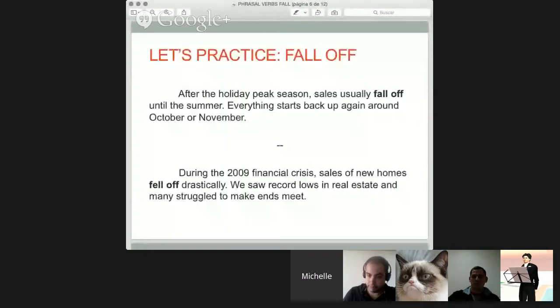The next one we're going to do is fall off. Fall off. Caesar, could you read the first paragraph, please? After the holiday peak season, sales usually fall off until the summer. Everything starts back up again around October or November. Good. So based on that context, can you guess what the meaning of fall off is?